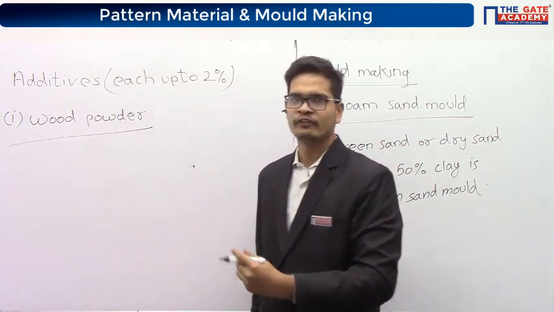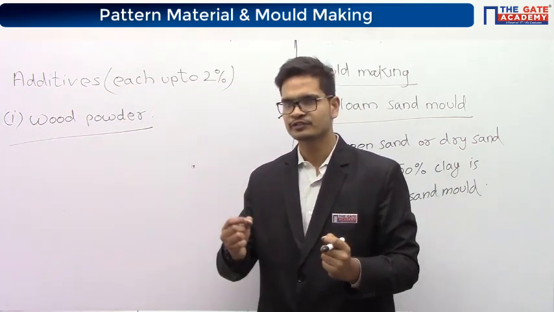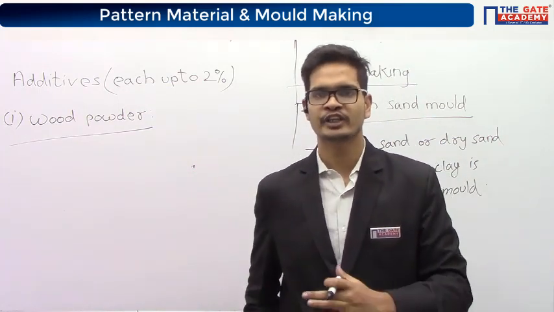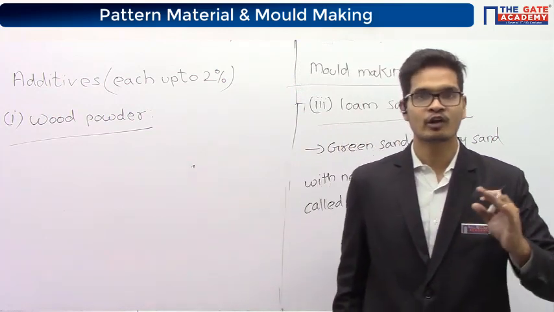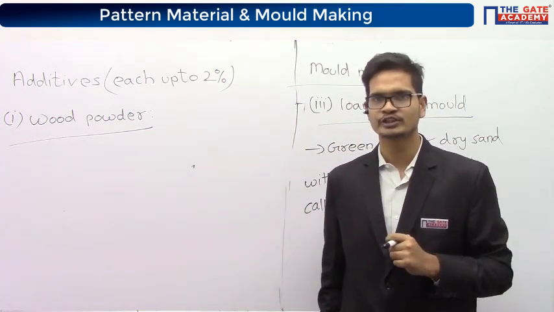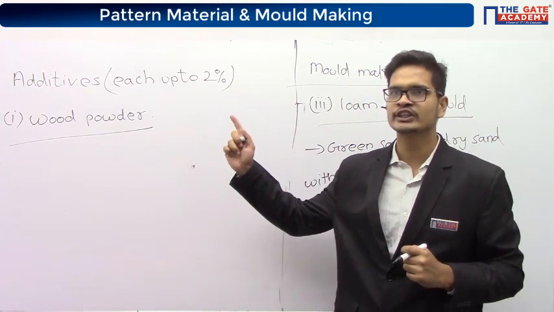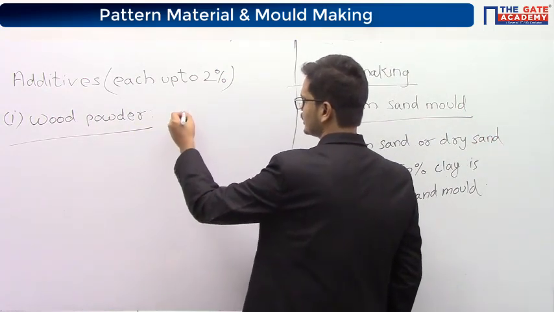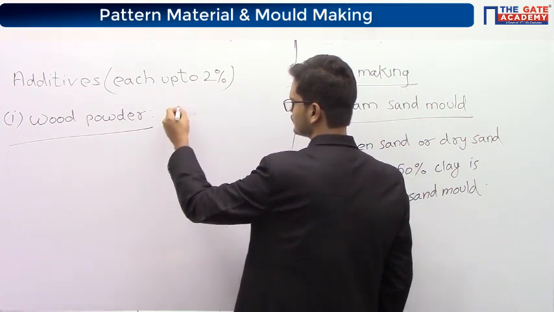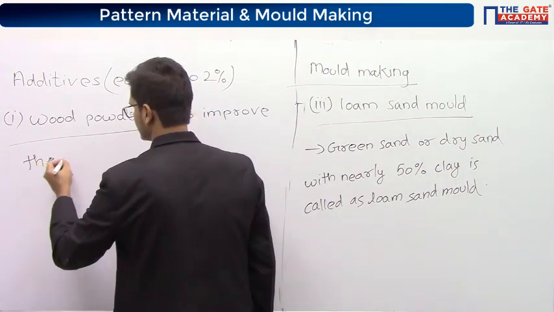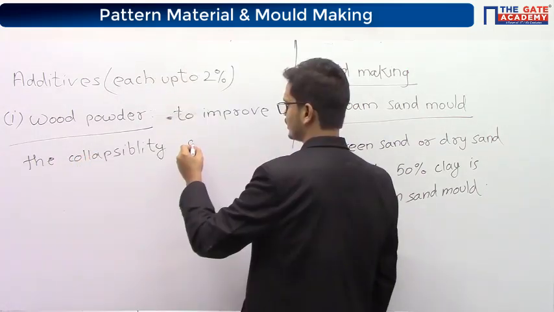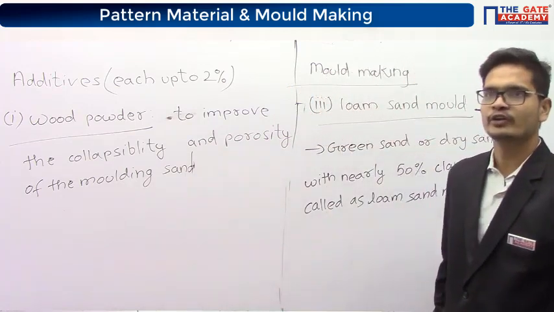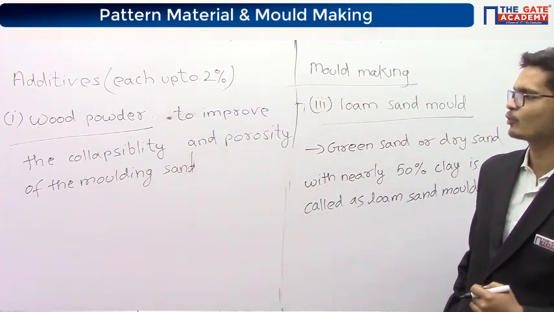If you might have seen a carpenter work, you might have seen that small wood particles are there at the portion where carpentry is being carried out. Very small. Along with the chips of the wood, small wooden powders are there. Wood powder is used to improve the collapsibility and porosity of the molding sand.